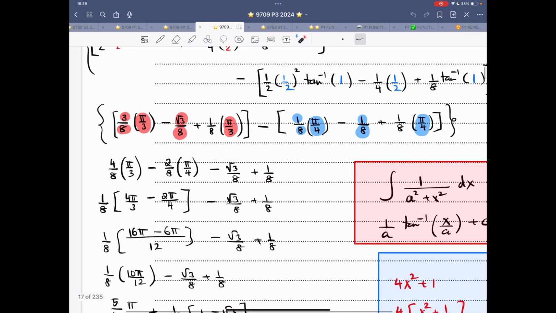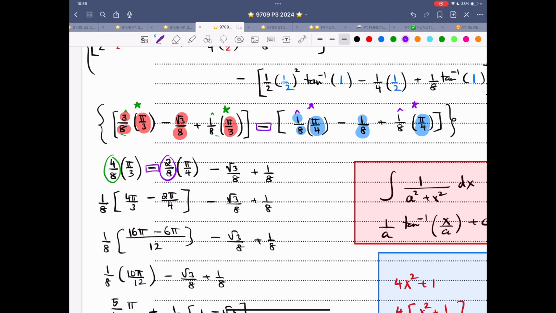All good, all clear? Now focus on these ones. Now take this one, and that is when you add it, 3 plus 1 is 4 because the denominator is 8, that is 4 over 8. Over here, this is 1 over 8, this is 1 over 8. When you add it up, what happens? That is this 2 over 8, and make sure that you take care of this negative sign.